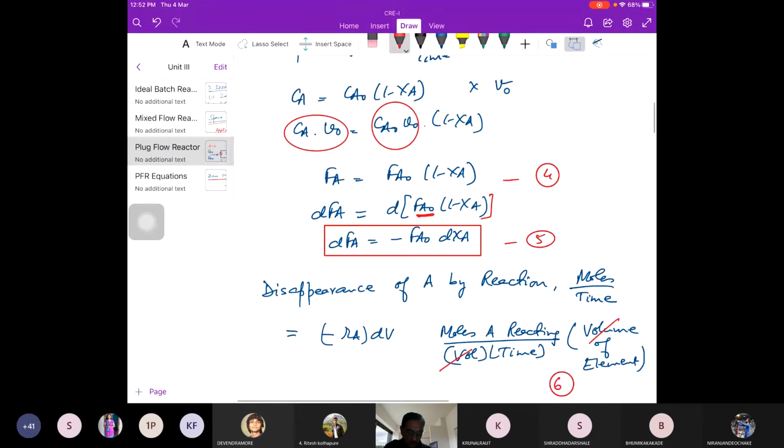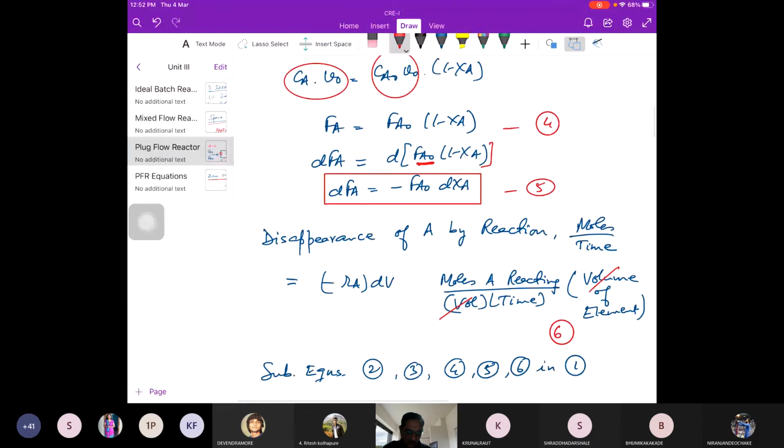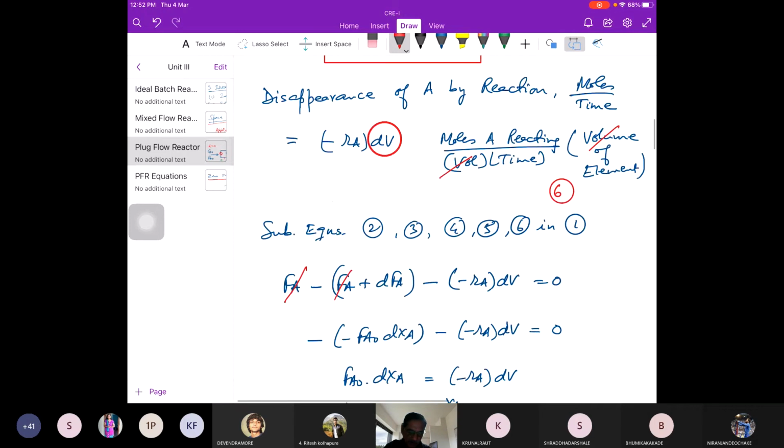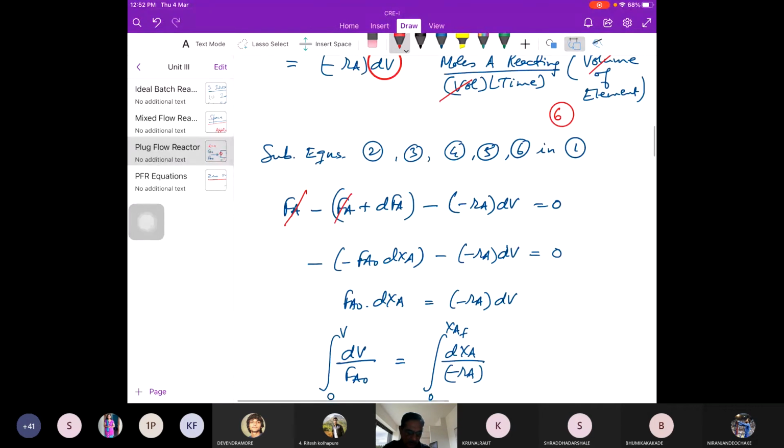ठीक है, so then disappearance by reaction is similar to what we have done before, minus RA into dV. यहाँ पर dV लेंगे because we are taking a small slice of the reactor. Right? And then we substitute input, output, disappearance in the equation 1. And what we get is input is FA and output is FA plus dFA, and disappearance is minus RA into dV.